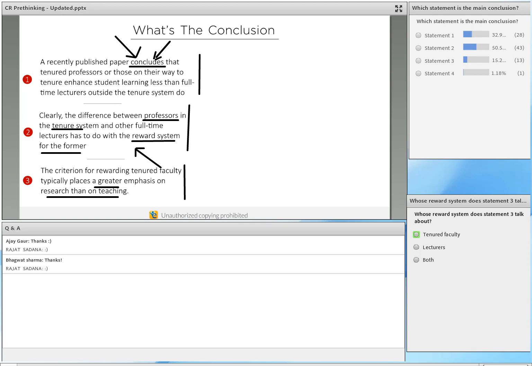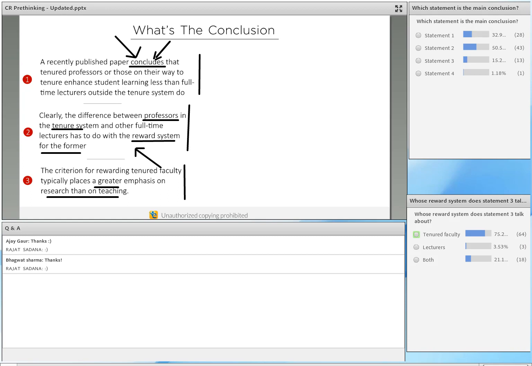Does it talk about tenured faculty? Does it talk about lecturers? Does it talk about both? 77 responses. Let's get to 80. We have the sweet spot at 80. 78, 79, and 83. Good. Let me end the poll, broadcast the results.